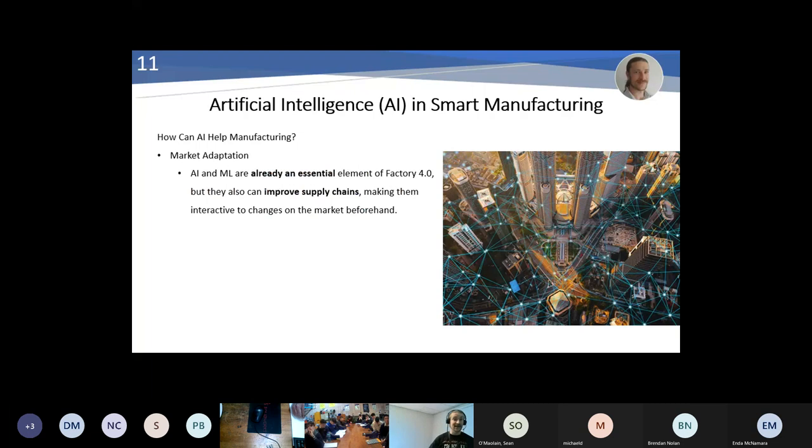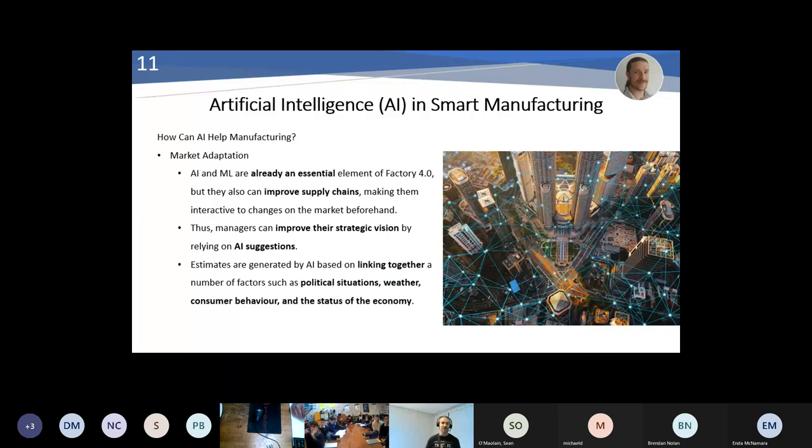So I'm just saying here that AI and machine learning are already an essential element of Factory 4.0, but they can also improve supply chains, making them responsive to changes in the market beforehand. Thus, managers can improve their strategic vision by relying on AI suggestions. Estimates are generated by AI based on linking together a number of factors such as political situations, weather, consumer behavior, and the status of the economy.